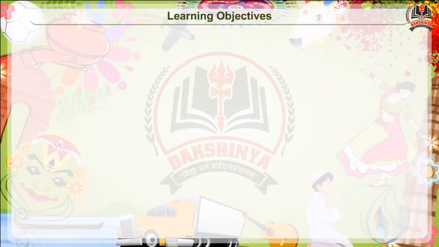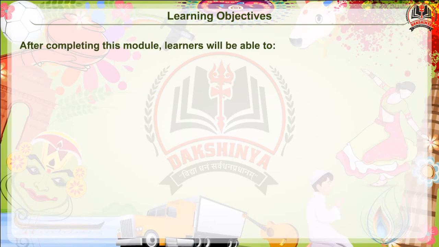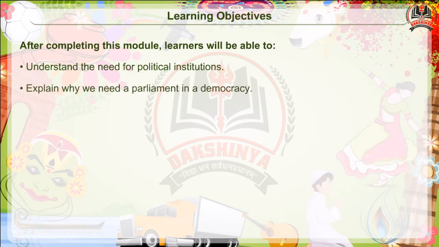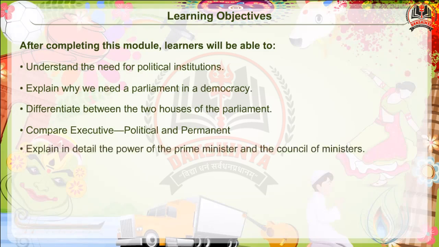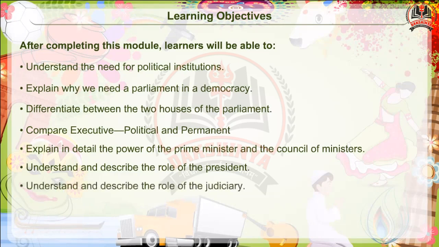Learning objectives. After completing this module, learners will be able to understand the need for political institutions, explain why we need a parliament in a democracy, differentiate between the two houses of the parliament, compare executive, political and permanent, explain in detail the power of the Prime Minister and the Council of Ministers, understand and describe the role of the President, understand and describe the role of the judiciary.